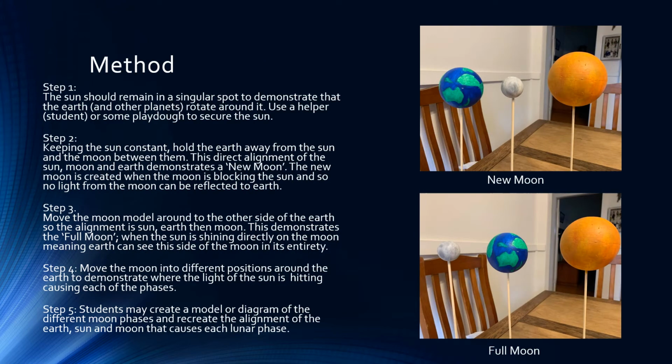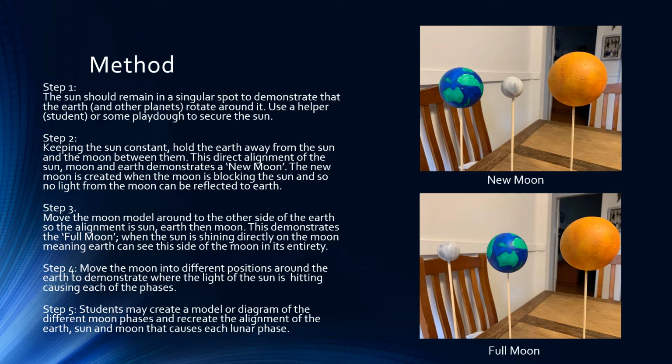For the purpose of this investigation, I kept the Sun in a singular spot to represent its constant position. I chose to not move the Earth either, as this would have created confusing images to represent the alignments. The first alignment that I represented was the new moon, which uses this alignment of the moon in between the Sun and Earth. The new moon is created when the moon is blocking the sun, so the light of the moon cannot be reflected onto Earth.